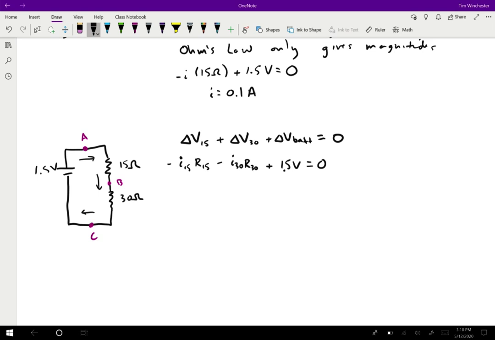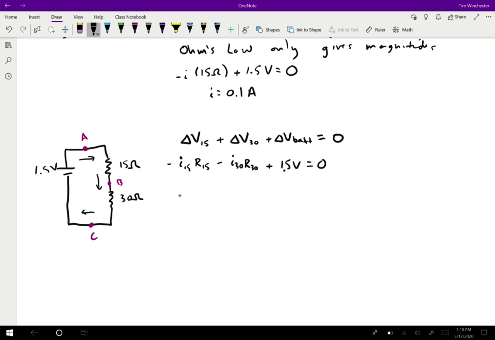Okay, so it looks like we have a bunch of unknowns here, but we know the two resistances. And it turns out the currents are the same as well. So if you consider point B in the circuit, whatever current leaves the 15 ohm resistor is the same current that enters the 30 ohm. So the same current is throughout.